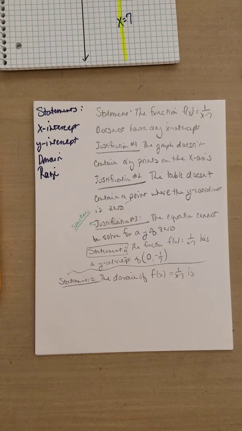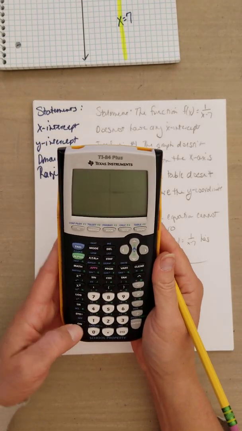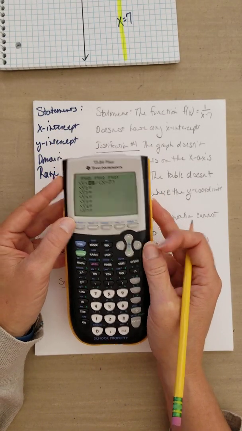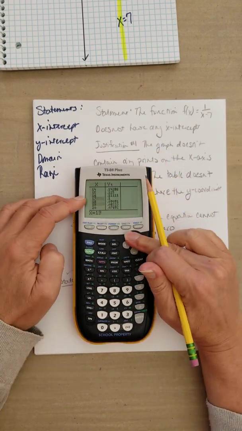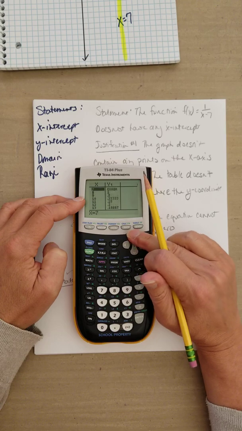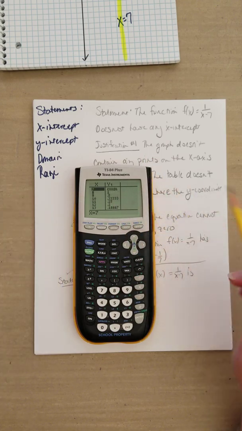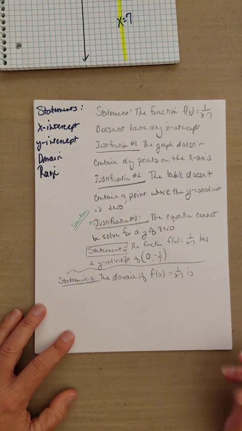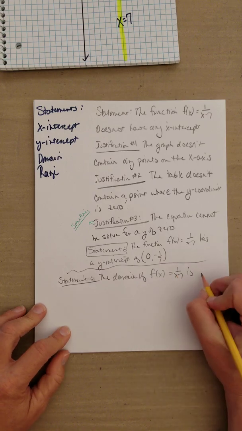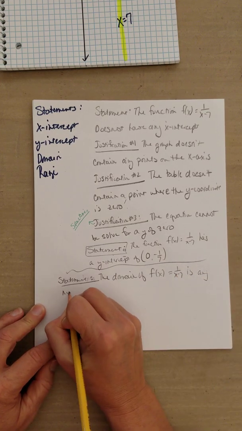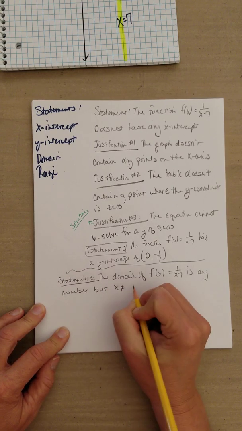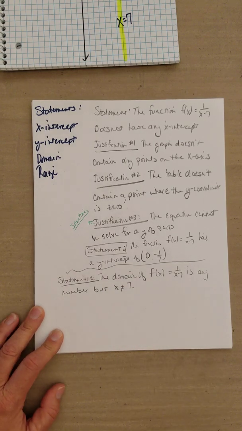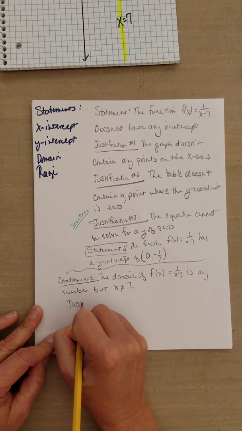All right, I can describe this in some way if I want to, but let's think about it. Domain is our x's, right, you guys? This is the table. Could I have every x in the world? No, it could not be 7, okay? So the domain of this function is any number, but x cannot be equal to 7. That's my statement.